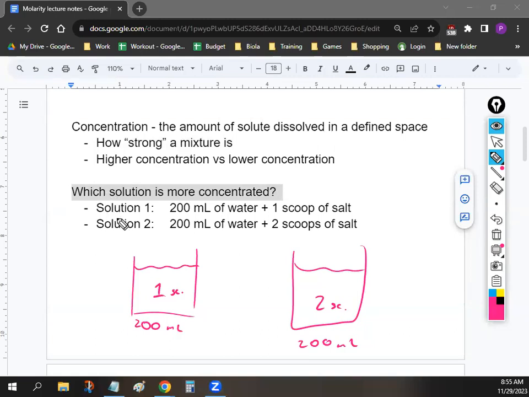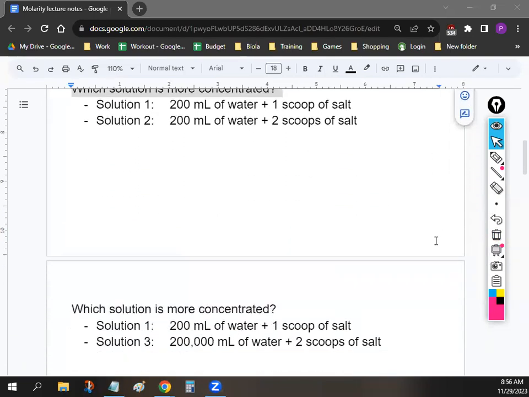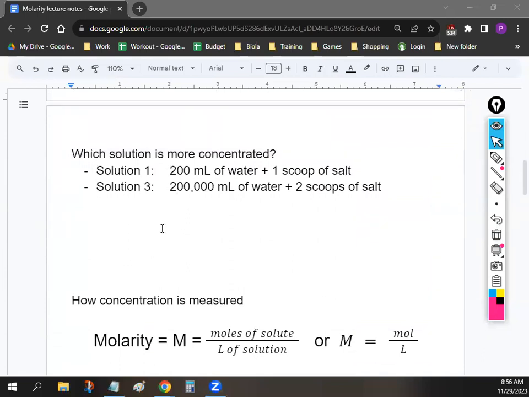Yeah, obviously 2, right? The reason why is because you put more salt inside of that solution. So that's pretty much what concentration is. It's distinguishing between which one has more dissolved inside of it, okay? Any questions about that example? Okay. So that's our first example, but let's take a look at another one to talk about concentration.